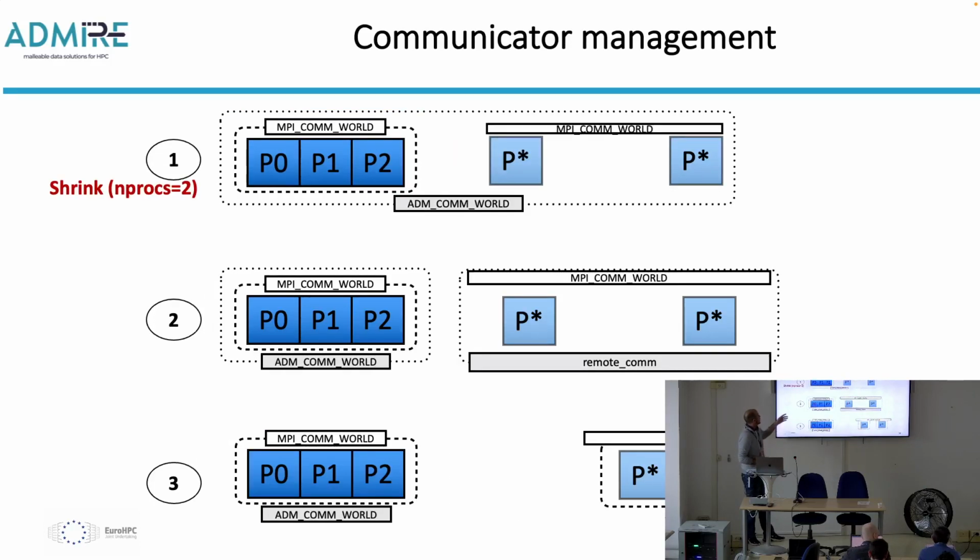This is the opposite. If we want to shrink the number of processes, we need to do the opposite. We have here two processes. We get two out from our group of the communicator, and then we remove this communicator, this group, and finish the processes. It's the same process as spawn, but in the opposite way.